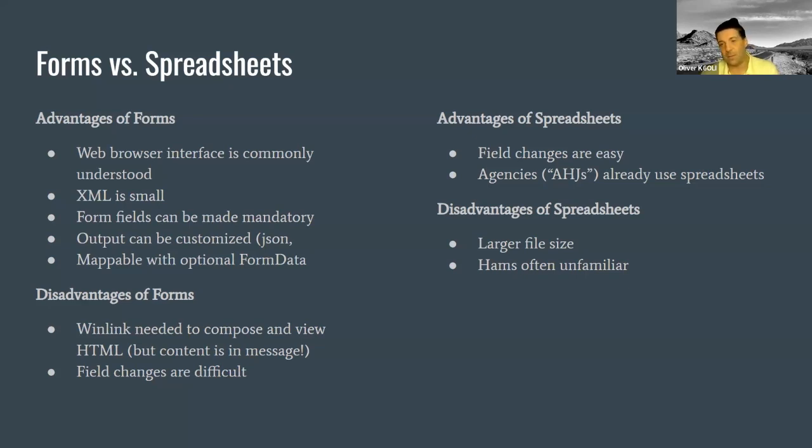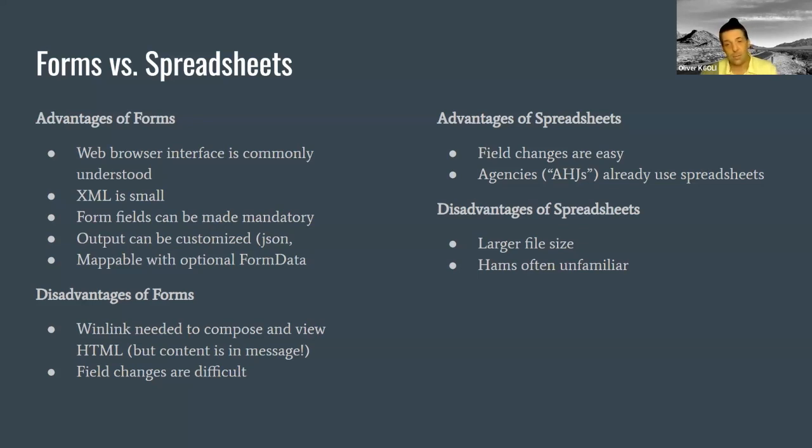So there are a couple of advantages to spreadsheets. Like field changes are super easy. You just adjust the columns and boom, send out a copy to everybody in your group and say, now use version B or 1400 hours. Agencies already use spreadsheets. I'm willing to bet there isn't a single one of you who's working with an agency whose agency isn't heavily reliant on spreadsheets. That's just the way most of these things work now.